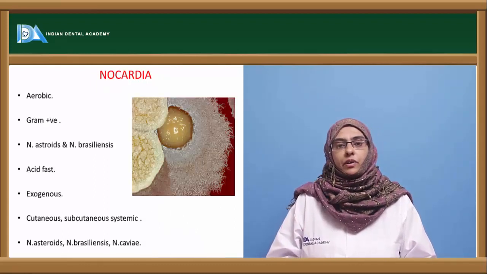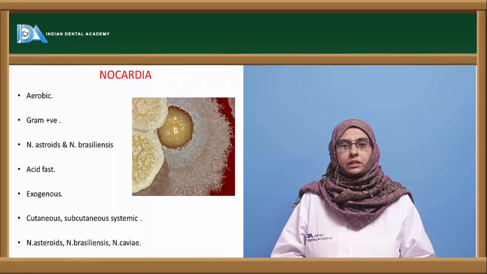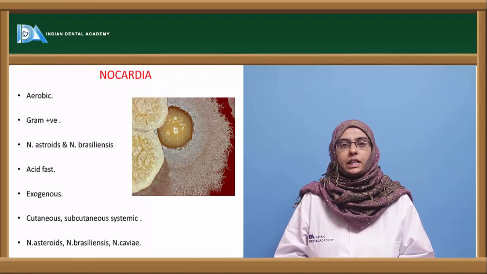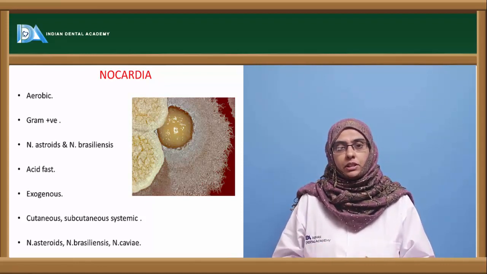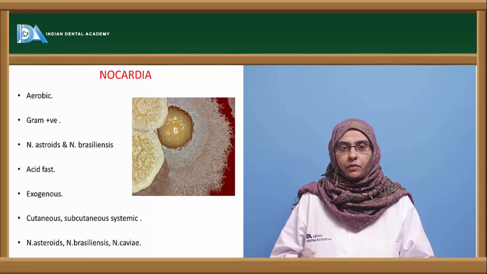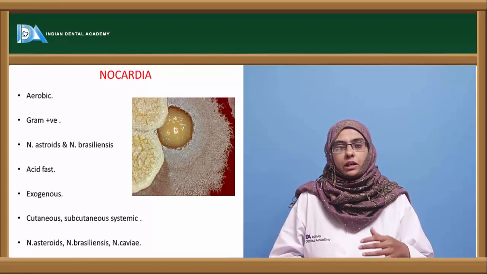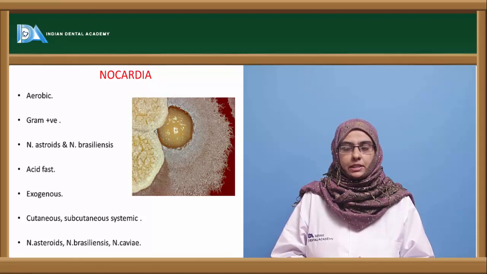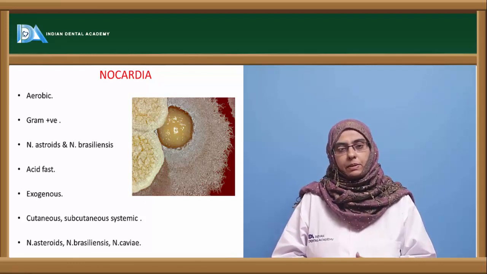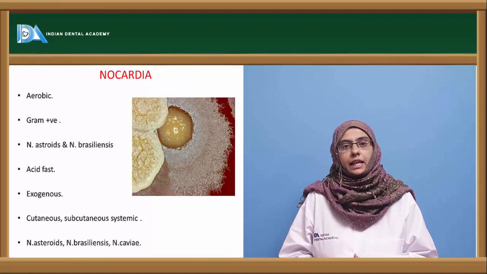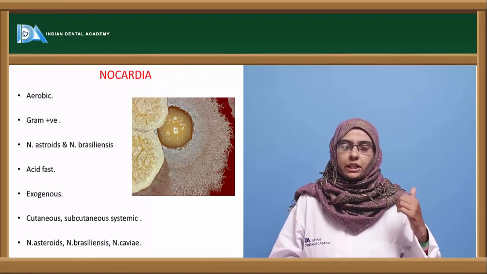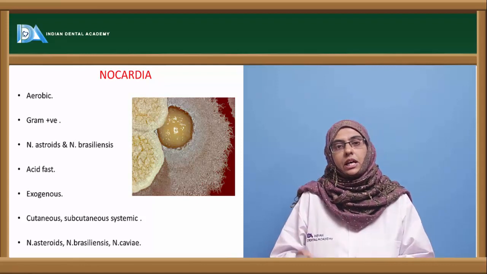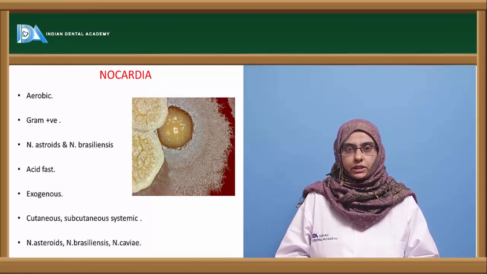Coming to the other group of organisms among the Actinomycetes, the aerobic form is Nocardia. Nocardia is aerobic, gram-positive, and mostly acid-fast in nature. Among the Nocardia, the acid-fast organisms are Nocardia asteroides and brasiliensis. These Nocardia are usually present in the soil and cause exogenous infection, rather than Actinomyces, which causes endogenous infection.